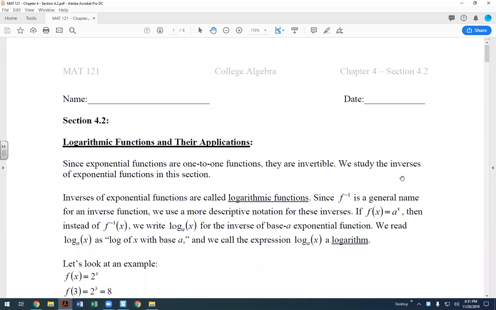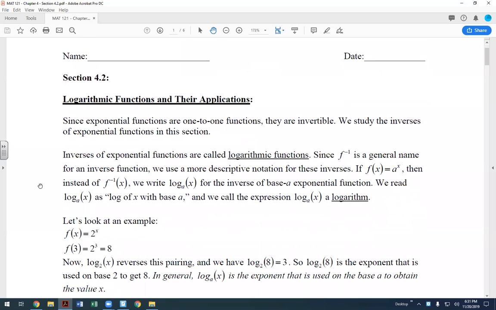Okay. So we know exponential functions are one-to-one. We talked about how if we drew a horizontal line through the graphs of exponential functions, they would only cross our function at one point. And so we know they are going to be invertible. And obviously they are invertible because logarithms are their inverses.